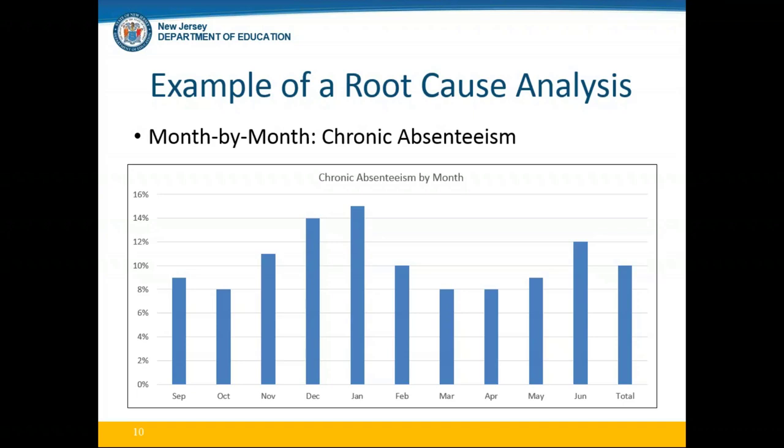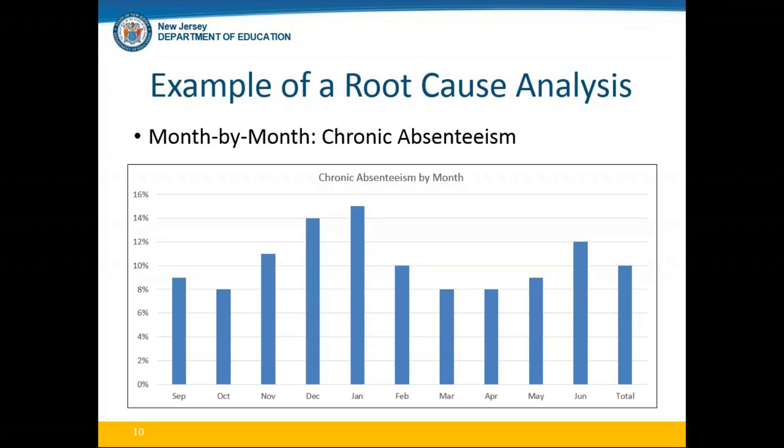In September, our school-wide average was 9%. In October, 8%. November, 11%. December, 14%. January, 15%. February, 10%. March, 8%. April, 8%. May, 9%. And June, 12%. The average chronic absenteeism for the year was 10%.